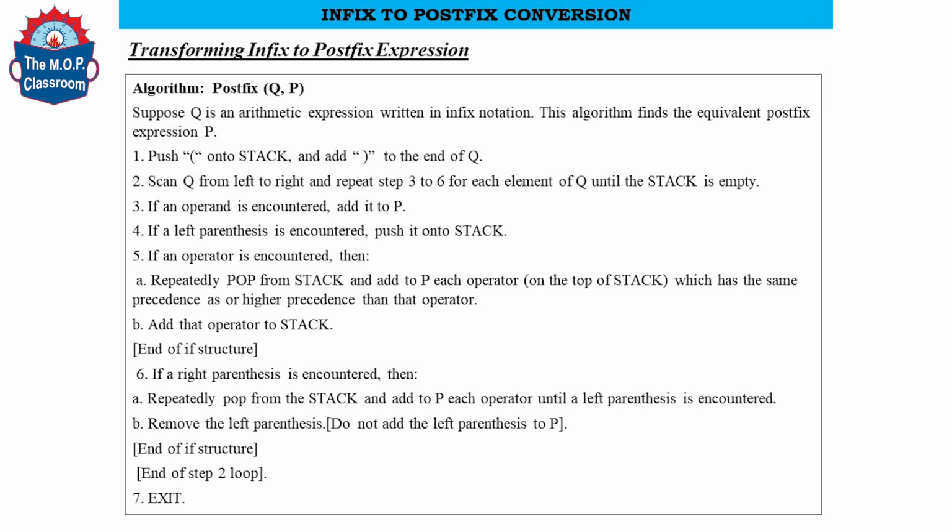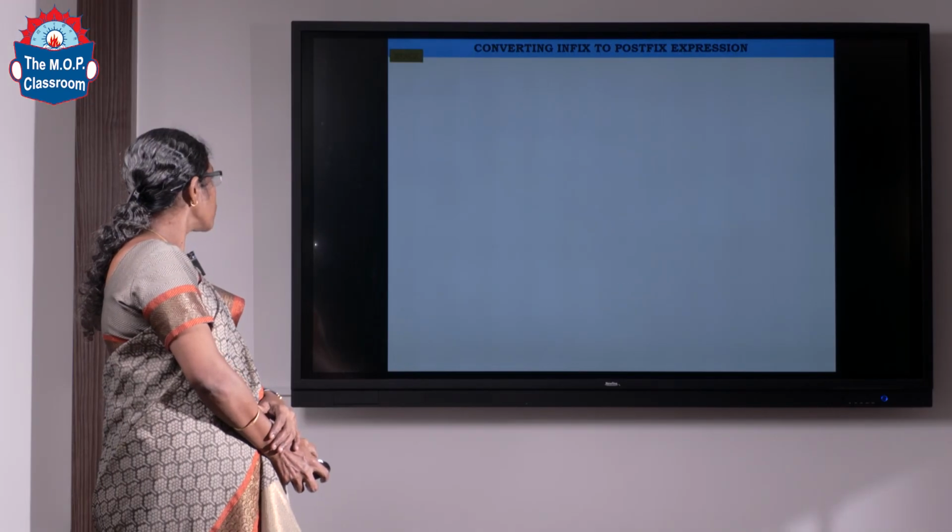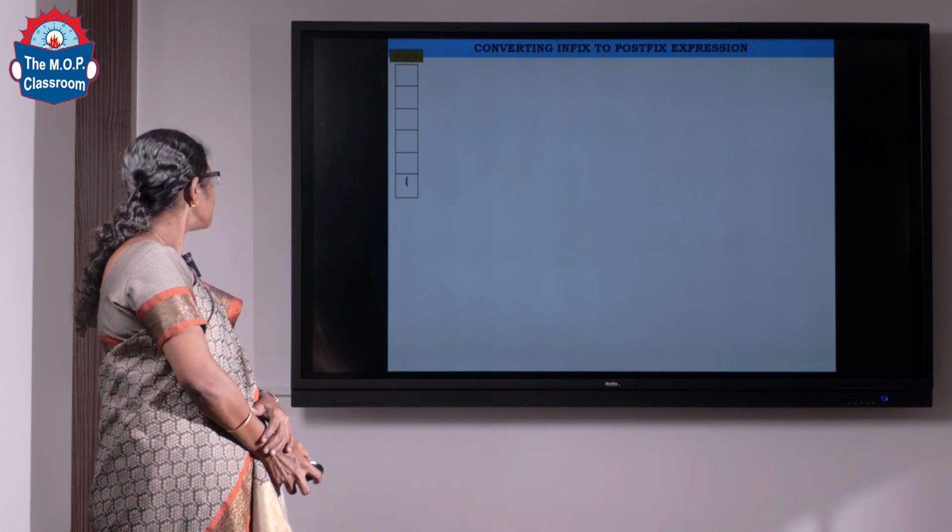Suppose a right parenthesis is encountered, then repeatedly pop from the stack all operators and add them to the postfix expression until you encounter a left parenthesis. Now remove the left parenthesis but do not add it to the expression, just discard it. Now we will see how this is done with an example.